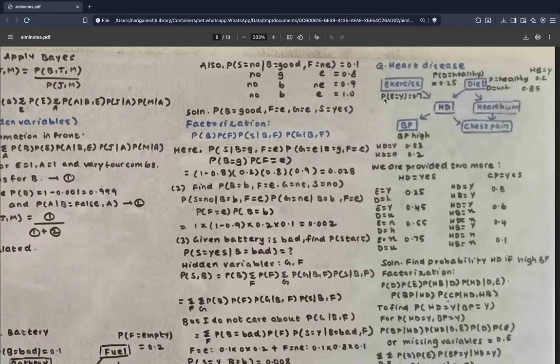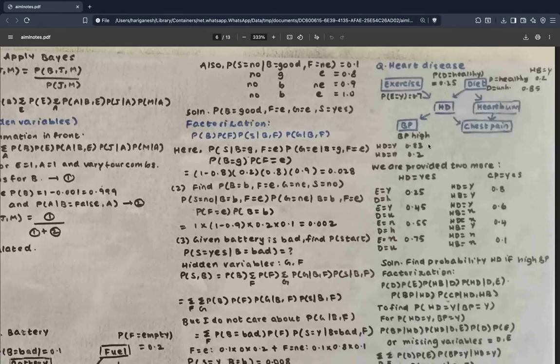Probability of exercise actually happening, exercise equal to yes, is 0.7. Probability of diet being healthy is 0.25. And then there's a table here of heartburn actually happening. When diet is healthy, there's a 0.2 chance of heartburn being yes. Then when diet is unhealthy, there is a 0.85 chance of heartburn being a yes. Obviously, if you want heartburn is no, then you'd have to do 1 minus 0.2, which is equal to 0.8.